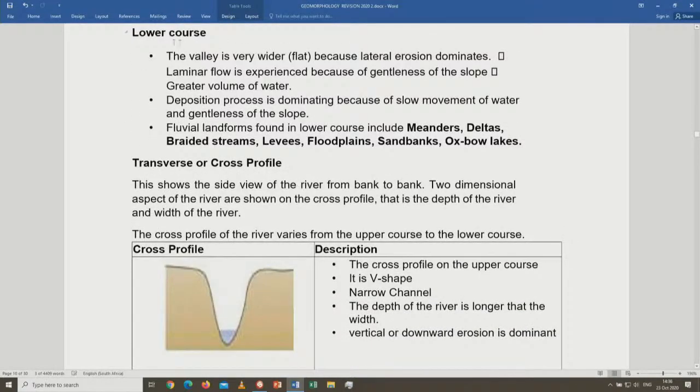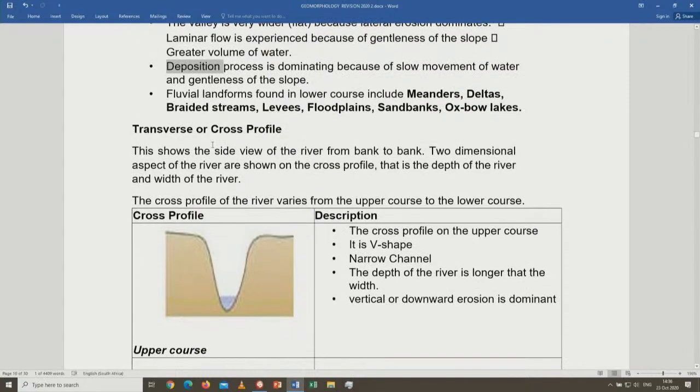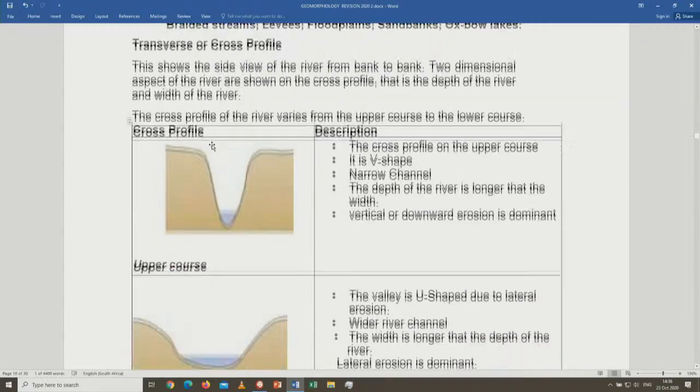And then we're having a lower course over there also. It's very wide, and lateral erosion also might be dominant there. But most of the time, if you look at the lower course, we only talk about the deposition that is taking place over there. Features that are formed there: meanders also, delta, braided streams, levees, floodplains, sandbanks, oxbow lakes, and we're having the transverse or cross profile of a river.